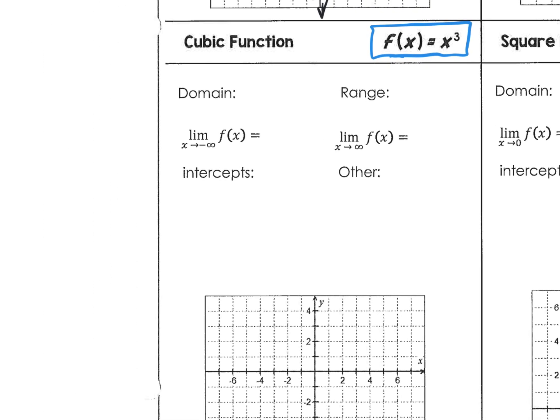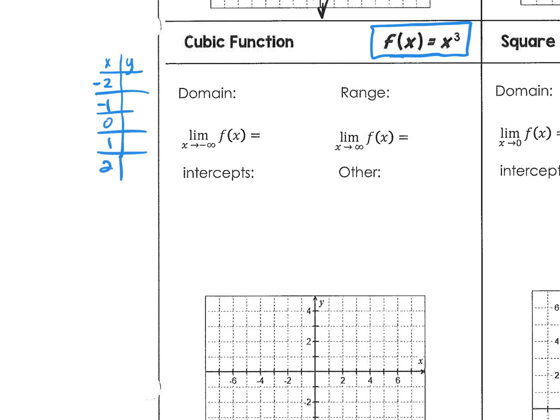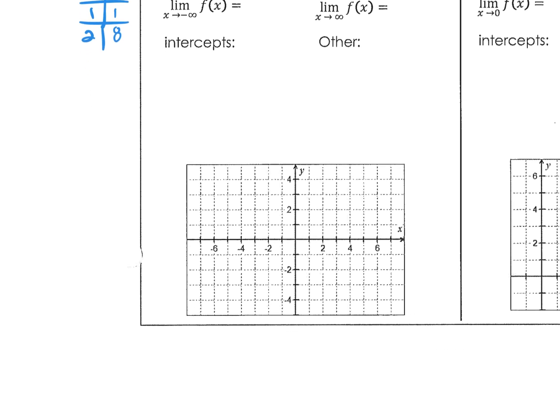So let's figure out what points to plot for this one. Do you notice I'm using the same points every time? -2, -1, 0, 1, and 2. If you couldn't use your calculator, you could plug in points and figure out what it looked like, couldn't you? So -2 cubed is -8, -1 cubed is -1, 0, 1, and 8. Let's plot these. -2, -8 would be way down here. -1, -1, 0, 0, 1, 1, and 2, 8. So this is going to look like this, isn't it?